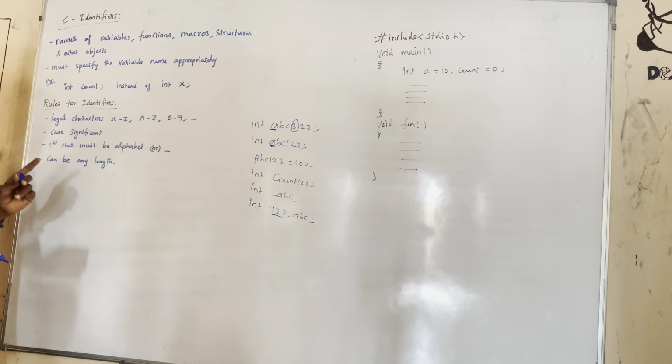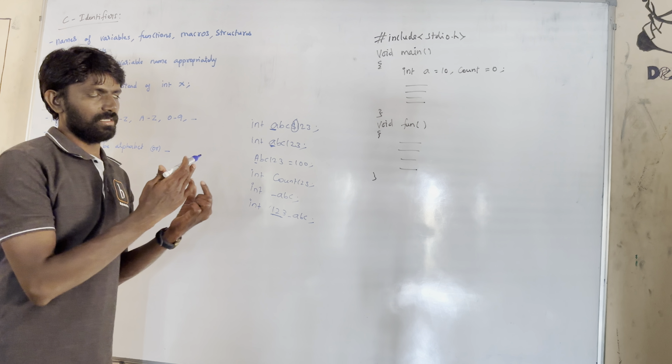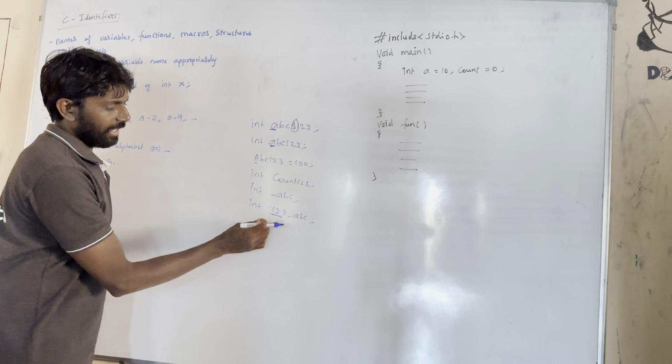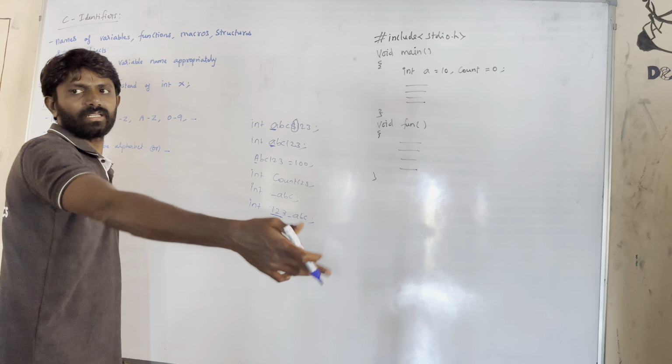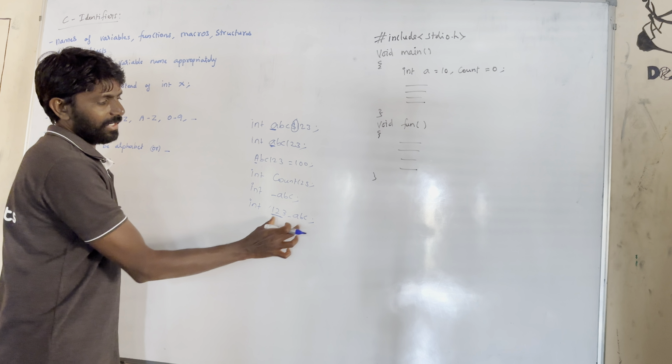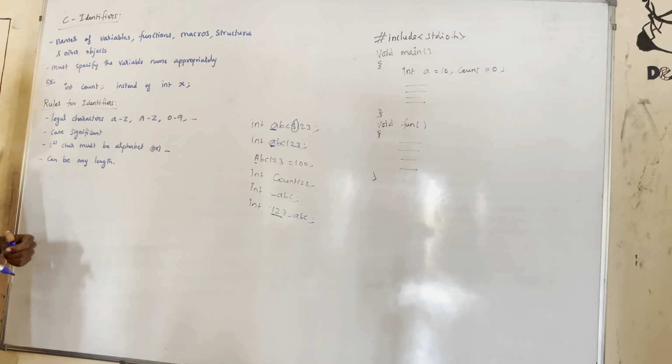And it can be any length. There is no restriction for this identifier length. So you can have 1 character, or you can have 2 characters, 20 characters, 1000 characters, 100 characters, like that. You can have n number of characters, but it should be a legal character, and the first character should be underscore or alphabet.